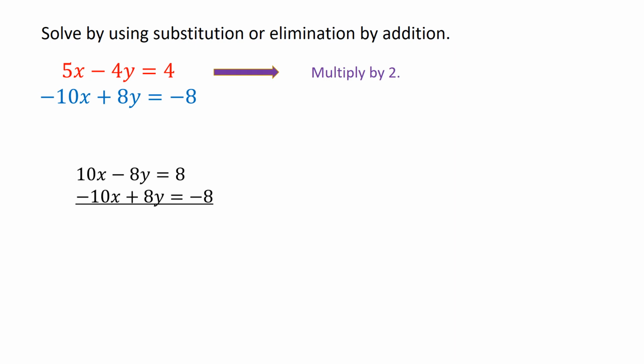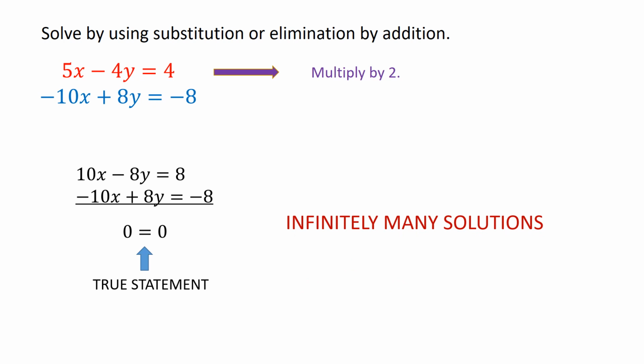So I had 10x minus 8y equals 8, plus negative 10x plus 8y is negative 8, so I end up with 0 equals 0. Now, that is always a true statement. 0 is always 0, 5 is always 5, 7 is always 7. When we get a true statement like this, that means that we have infinitely many solutions.